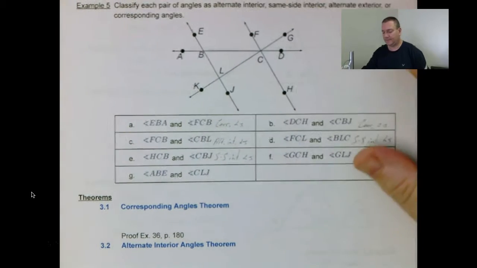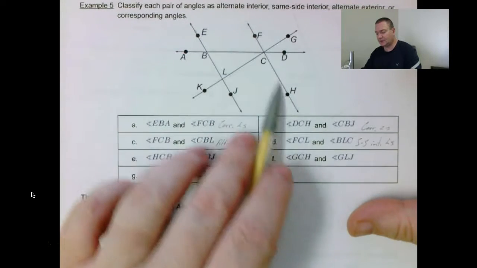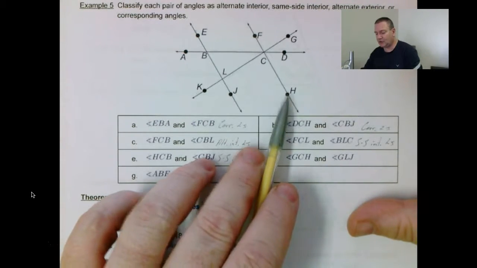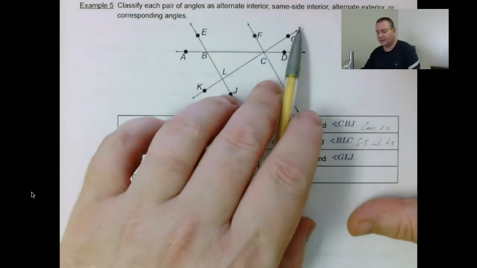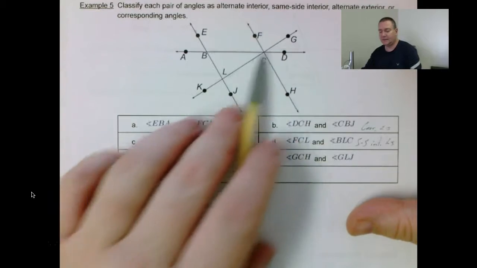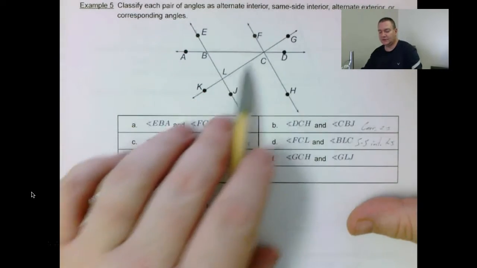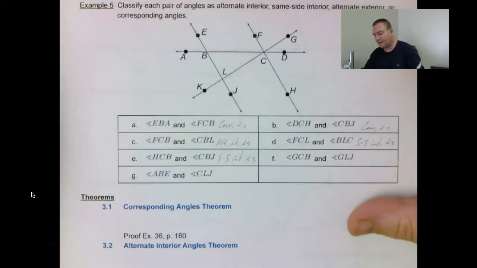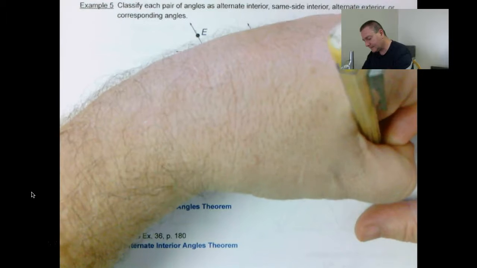Part F, GCH and GLJ. The transversal is GL. GCH is in the upper right. GLJ is in the upper right. These are corresponding angles.